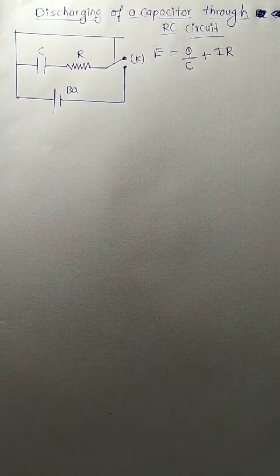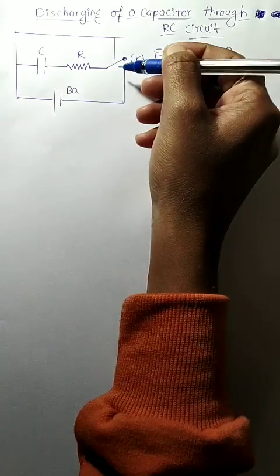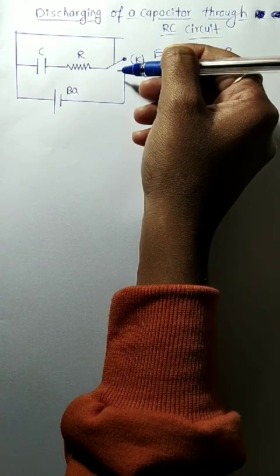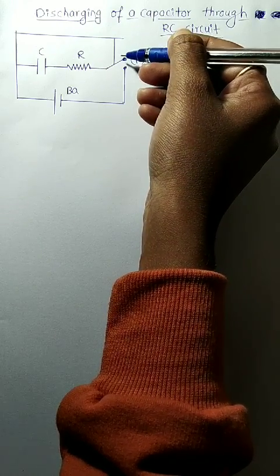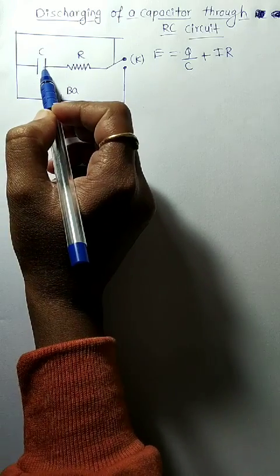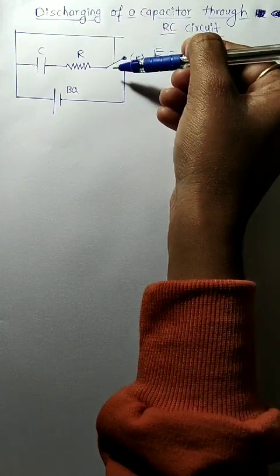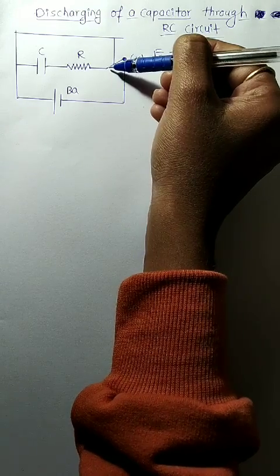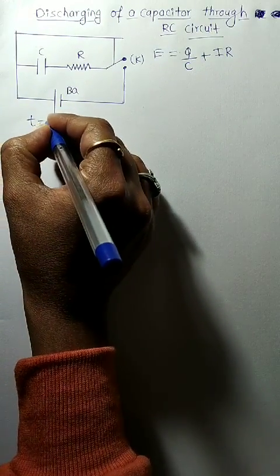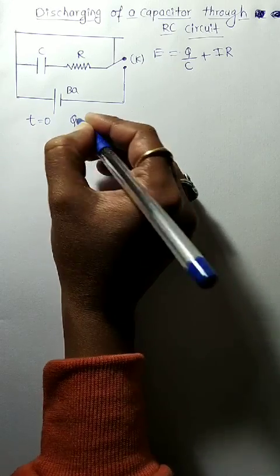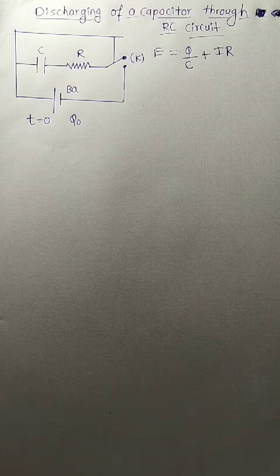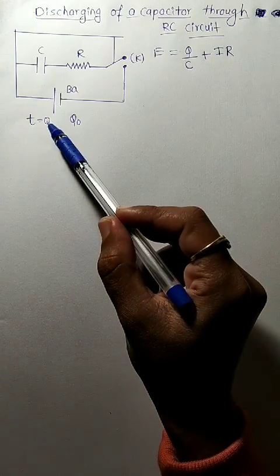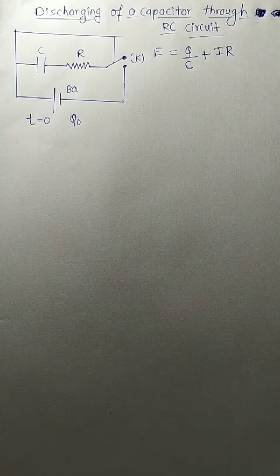What is discharging? For discharging you should open the key. Whatever key had been closed, that we should open. So before opening, how many charges are there in the capacitor? As it is closed, how many charges will be there? Nothing but at time 0 second, the number of charges in the capacitor will be q naught, because already it was pressed. So when it was pressed, there will be a maximum number of charges in a capacitor. And now when time is 0, already maximum number of charges are there.